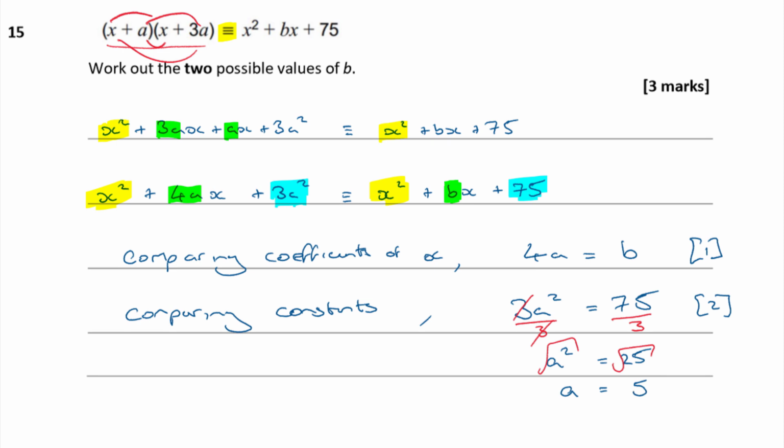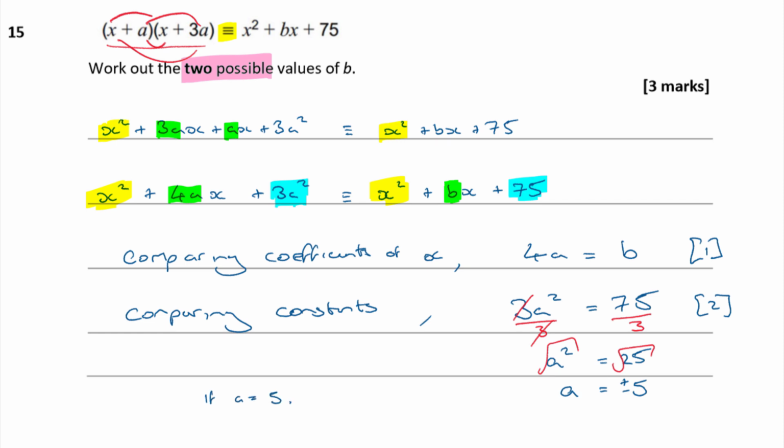But steady on, when we square root something, there are actually 2 possible solutions, aren't there? So to get our 2 solutions, this is where we say, well, it could be positive 5 or it could be negative 5. So there are actually 2 possible values of a, plus 5 or minus 5. And they're going to give me 2 different values of b.